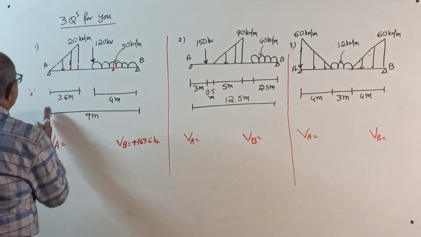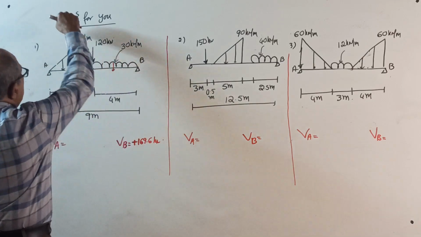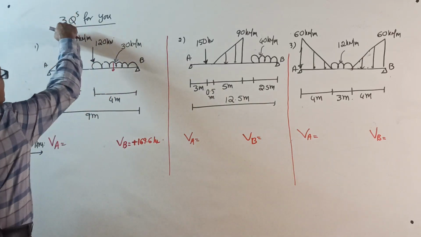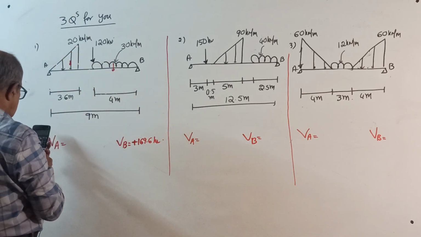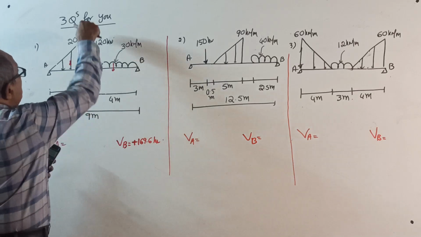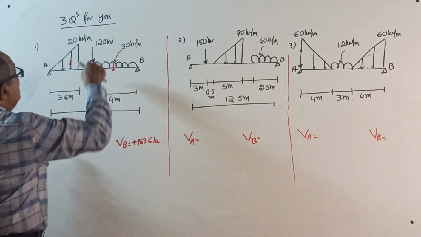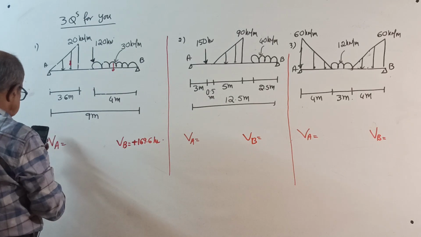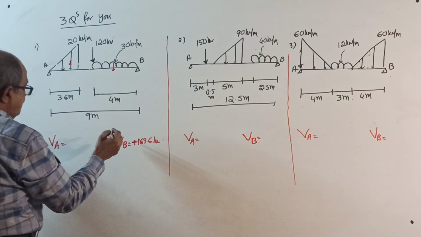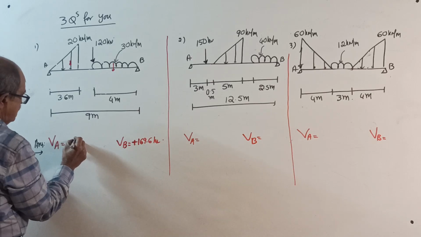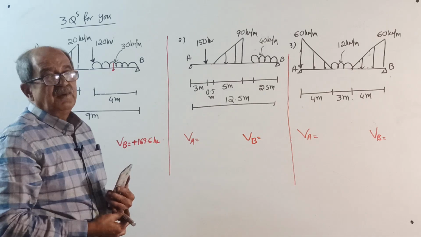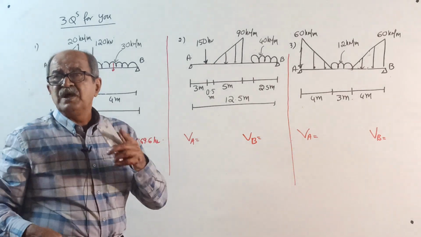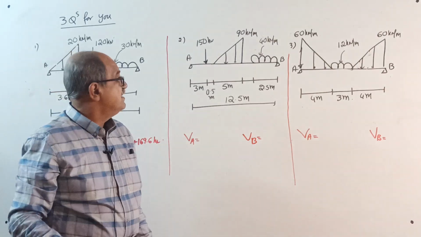Sigma V equals 0, VA plus VB. Now this time only loads minus half into 3.6 into 20. So minus half into 3.6 into 20 minus 120 minus 30 into 4. 106.4, 0.4 kilonewton. Okay. So at least, suppose you make a mistake, you can go to the voice and correct it. This question.